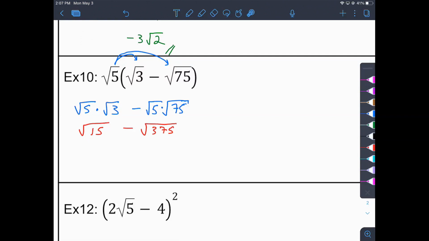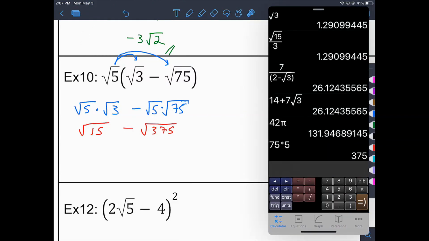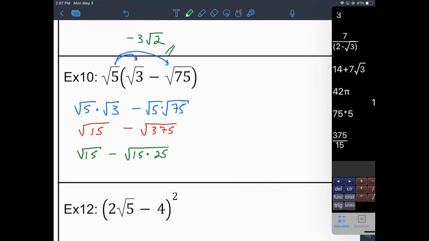But does 375 break down to anything I can pull out? Well, let's see. 375, well, I know it divides by 5 because I had to multiply it by 5. Let's see, what else could we do? Because this one's a 15 and I want to know if they can add together, they both need to be a 15. Let's see if it divides by 15. Ooh, it does. So then I get the square root of 15 minus the square root of, well, let's see, 15 times 25. There we go.